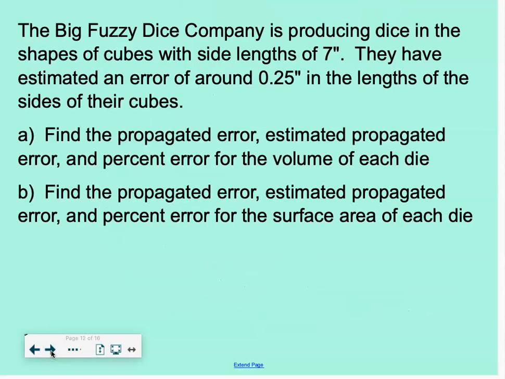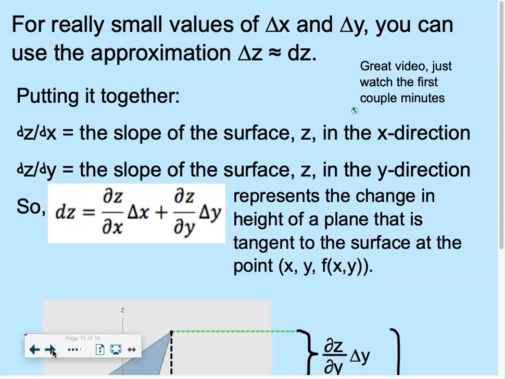Oh, we don't need to do big fuzzy dice. Okay. All right. So now we're going to get into putting it together, which, oh, and I have a video too.